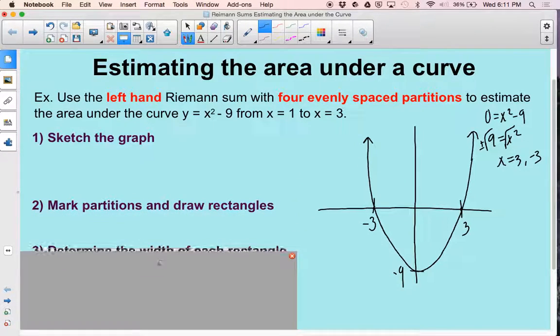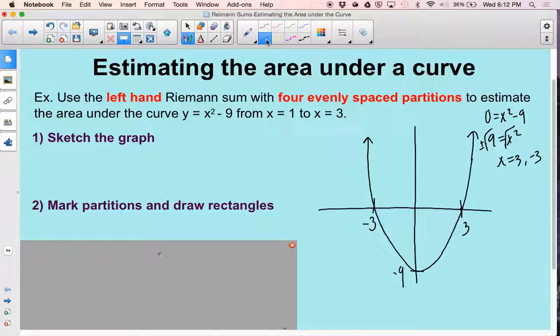Okay. So second thing is mark partitions and draw rectangles. So we want to find the area under the curve from x equals 1 to x equals 3. So 1, 2, 3. And we want to use 4 evenly spaced partitions. So if I'm going to do 4 partitions, that must mean that I have to cut these in half again. So I have one at 1, one at 1.5, 2, 2.5, and then 3.